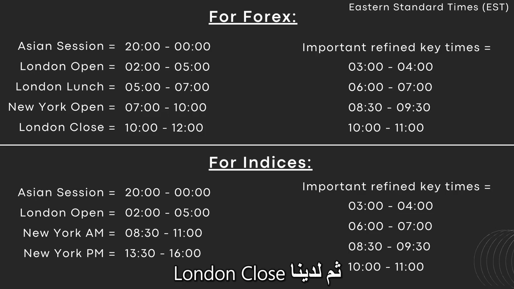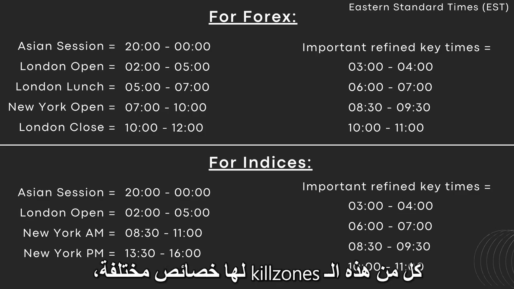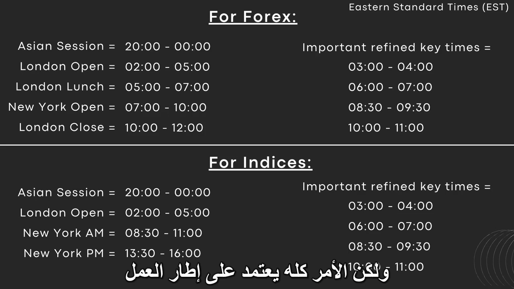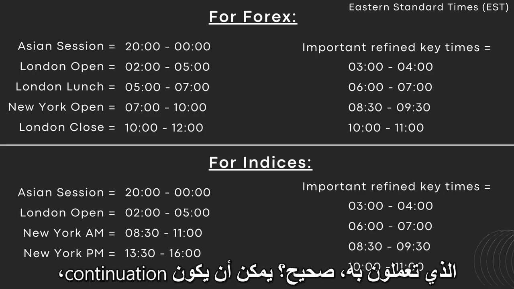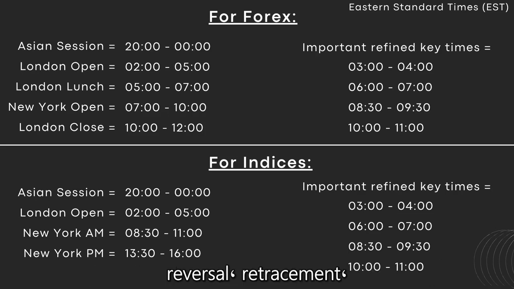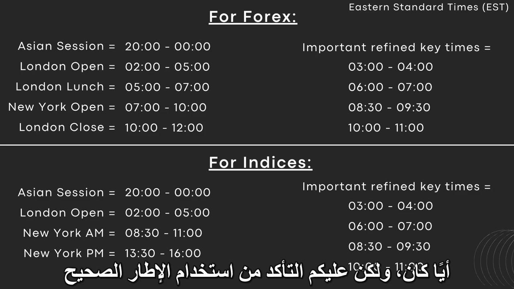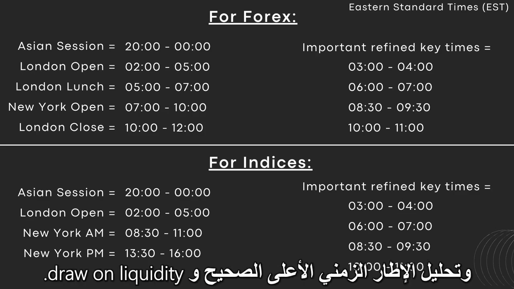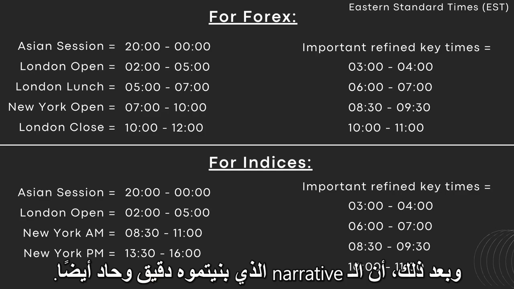Then we've got the London Close zone where the daily range is capped, and it's a perfect time for the CRT to be purged and for price to reverse. Each one of these kill zones has different characteristics, but it all depends upon the framework that you're working with. It can be a continuation, a reversal, a retracement, whatever, but you have to make sure you're using the right framework and the correct high time frame analysis and drawn liquidity, and that the narrative you have built is also accurate and sharp.